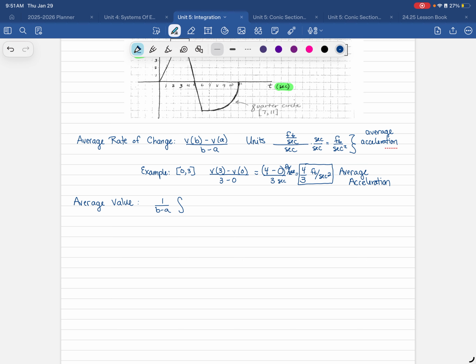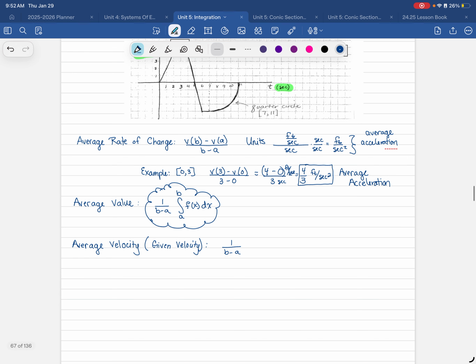times the integral from a to b of f of x dx. So to take this, so this is our average value function, to take this and apply it to average velocity given a velocity graph, it's simply going to be 1 over b subtract a times the integral from a to b of v of t dt.